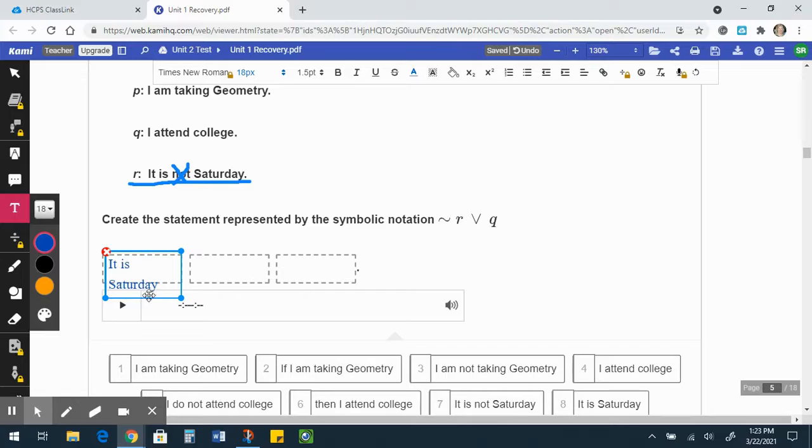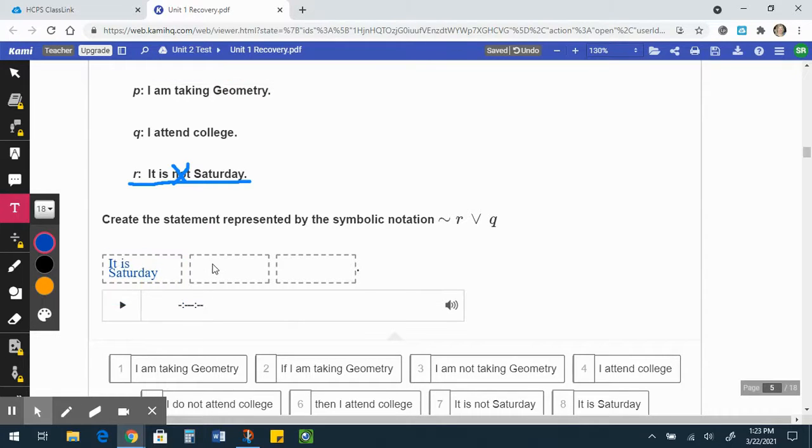All right, that's the best I'm going to be able to do, I think. I really want to make it fit in the box. There we go. That's a little bit better. All right, in the middle, we need to remember the word that would replace the V. The V represents or. So I'm going to put or in the middle box.